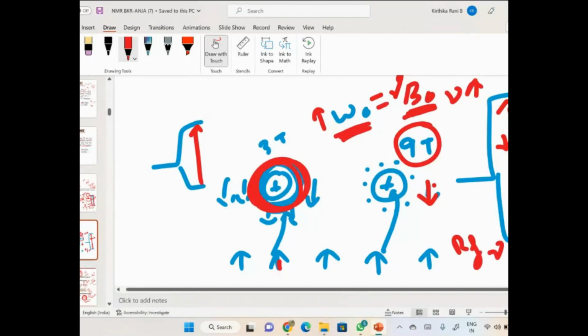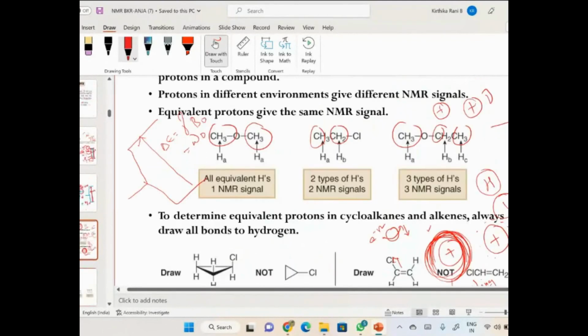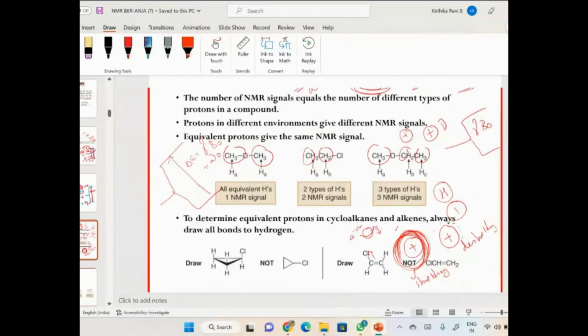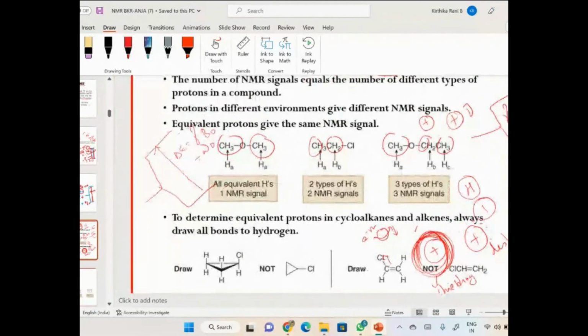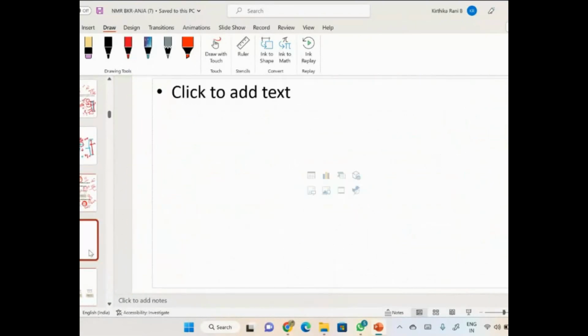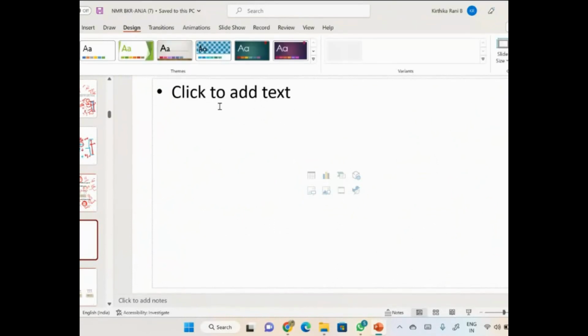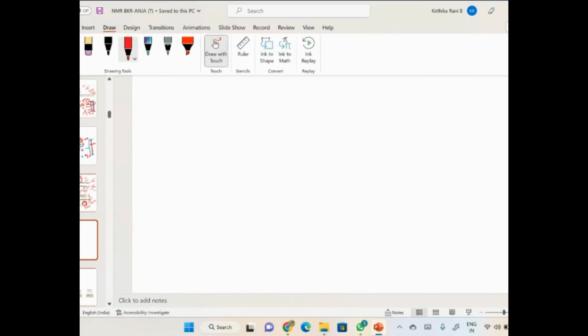So now each nucleus will have a different resonance frequency. This is what I wanted to tell you people. Okay. So now how will I differentiate myself? The electrons surrounding me are different, so I'll be behaving differently.